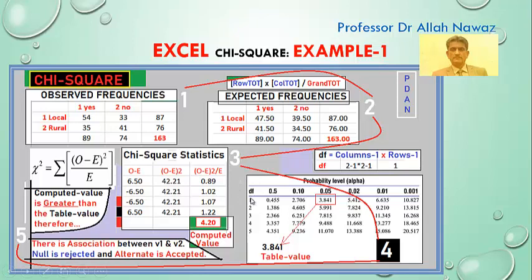So at 1 degree of freedom, we have to use the 0.05 p-value, or alpha value, or significance value, and check the table value given with 1 degree of freedom and significance level of 0.05. It is 3.84. 3.84 is obviously less than 4.20. So the computed chi-square statistic in this example is greater than the table value. Therefore, there is association between variable 1 and variable 2. The null hypothesis is rejected and the alternative is accepted.